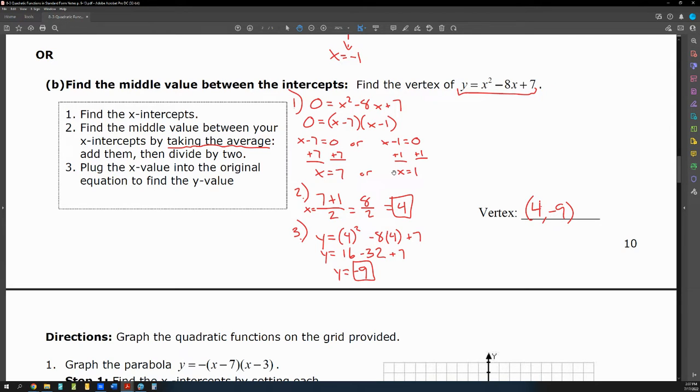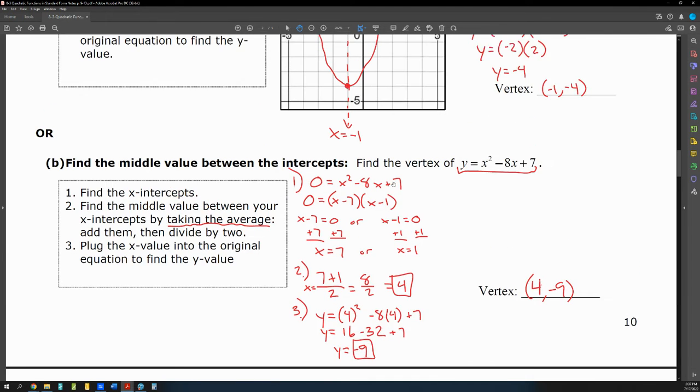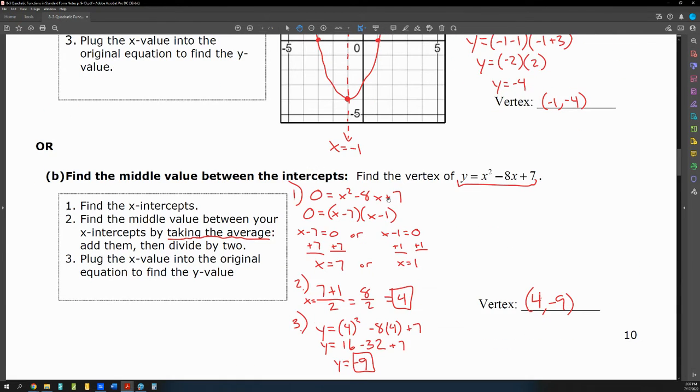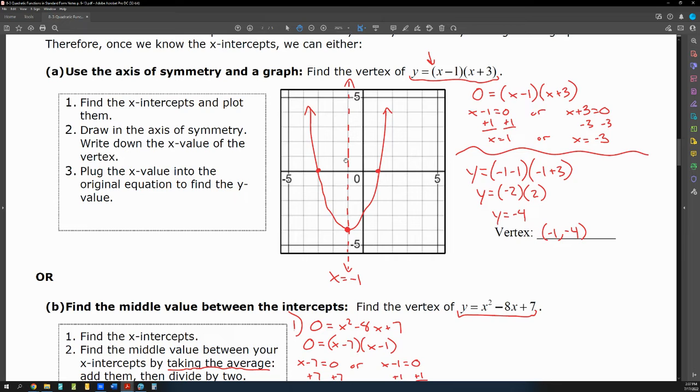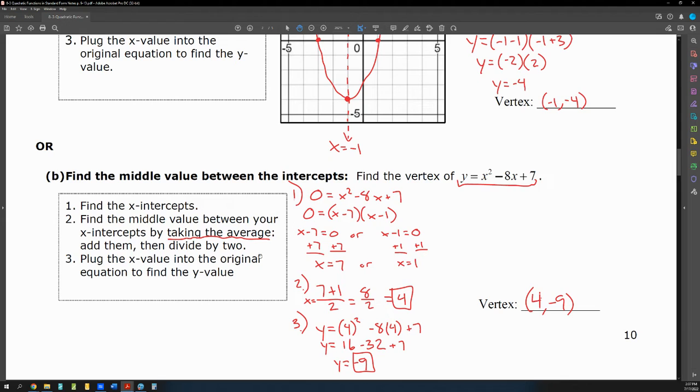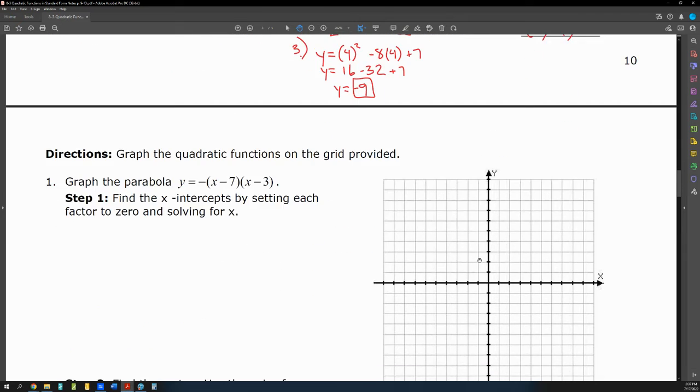So in summary, we find the x-intercepts first for both of these processes. In the first process, we find the axis of symmetry is right in the middle of the x-intercepts to find our x value. In the second, we take the average of the x-intercepts to find the x-coordinate of our vertex. And in both of these, we plug in our x value of the vertex into the original equation to solve for the y-coordinate of our vertex. Okay, so let's go ahead and practice.